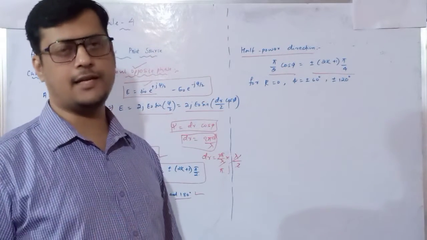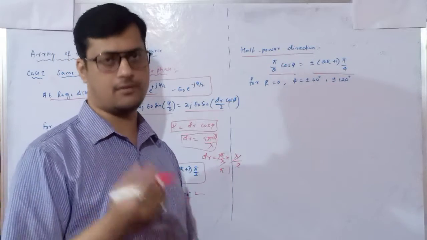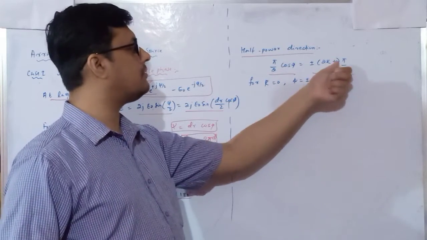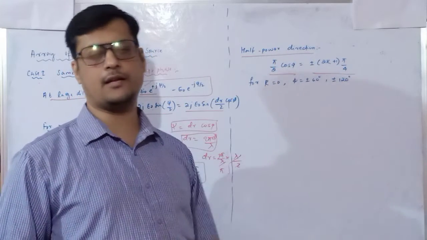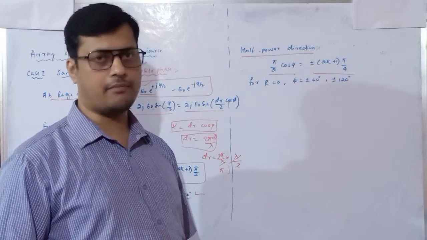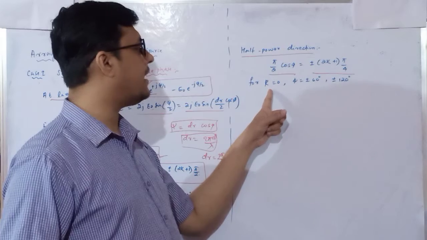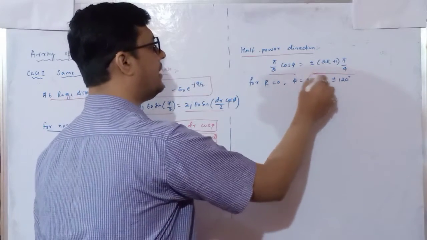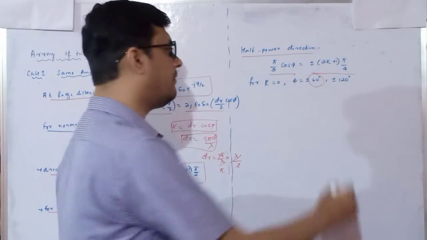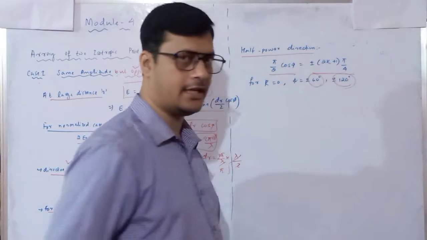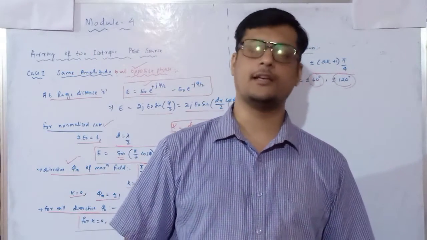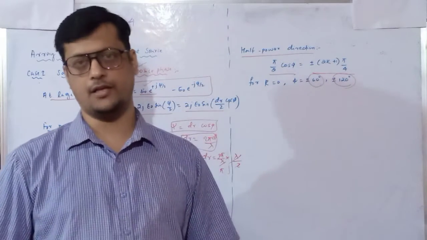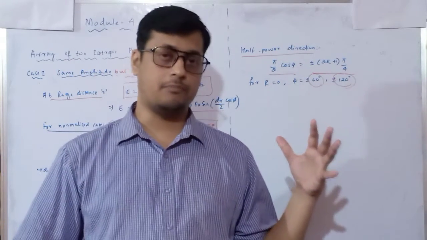Now when will we get these values? Substitute k equals 0. If k equals 0, plus minus pi by 4, here it is pi by 2, you will get again in terms of half. So here k equals 0 means one we will get at 60 degree and one we will get at 120 degree. So these are the special cases through which we can understand the variation of electric field, variation of power pattern.